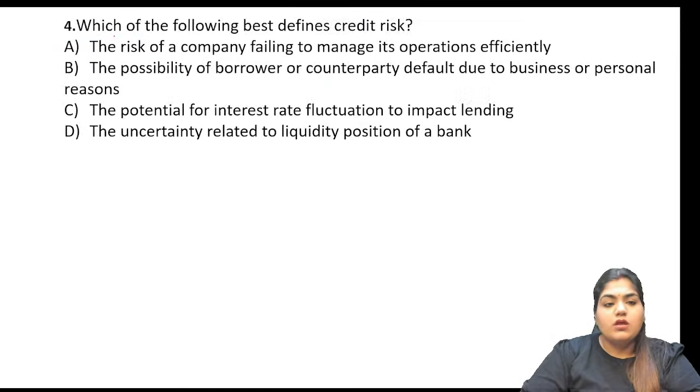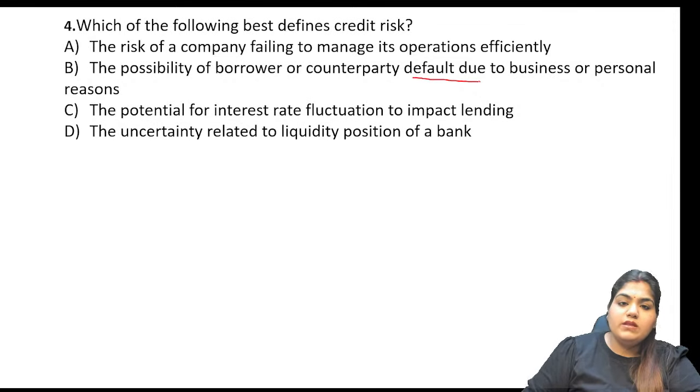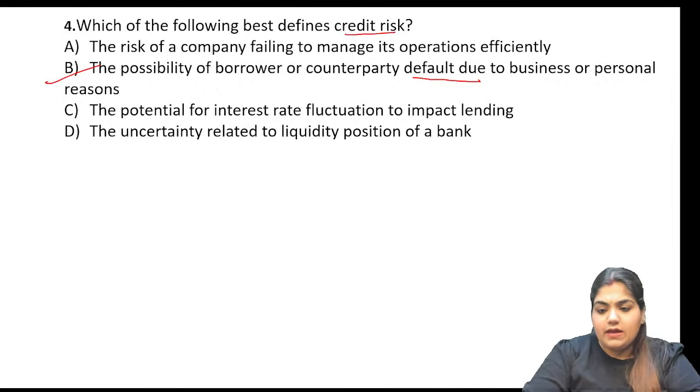Next question. Which of the following best defines credit risk? The possibility of the borrower or counterparty to default. This is credit risk. The option is B. B is the correct answer.